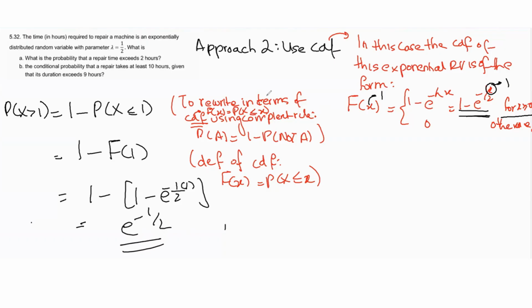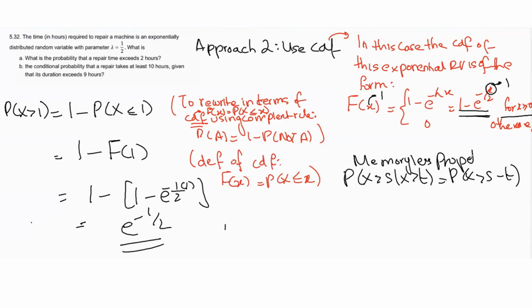So the two key takeaways from this part: number one, you should remember the memoryless property of the exponential random variable, right, which says that the probability x is greater than s given x is greater than t is just the probability x is greater than s minus t. And remember, with a continuous random variable, the equal to sign makes no difference. This is something you should keep in mind.